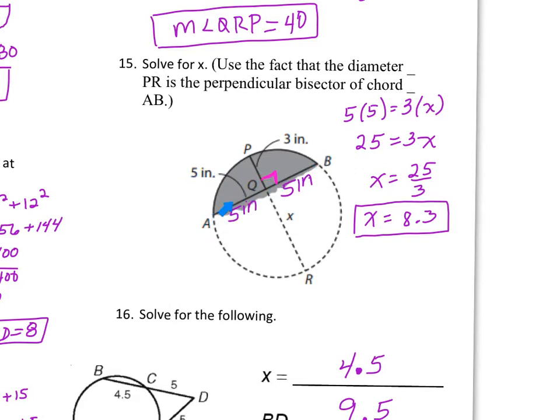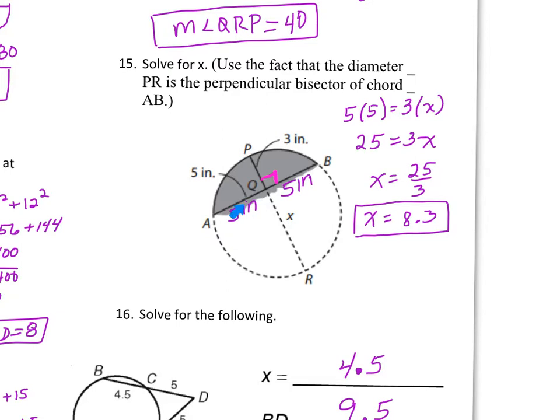They already told me this one's 5 from A to Q. That means the other side, Q to B, is also 5. And they also told me that P to Q is 3. So now I can do 3 times x equals 5 times 5.